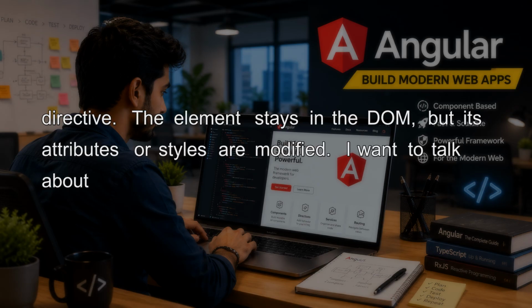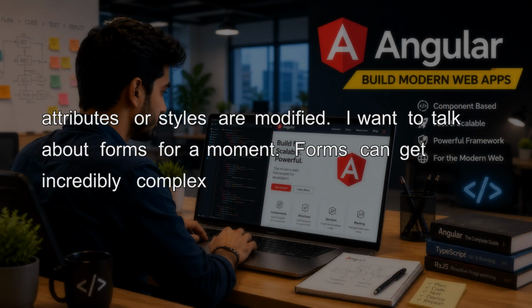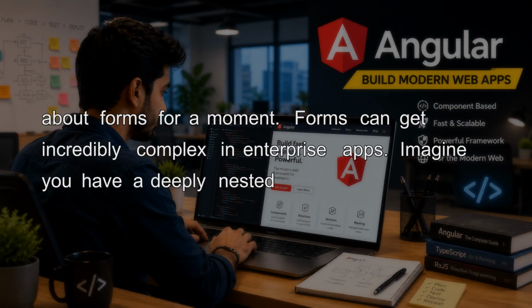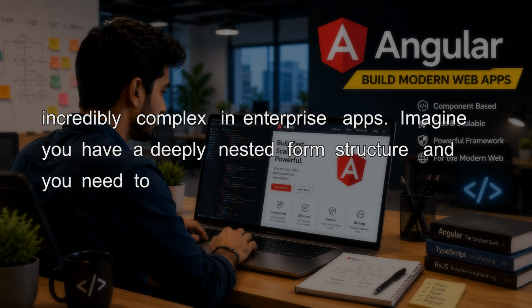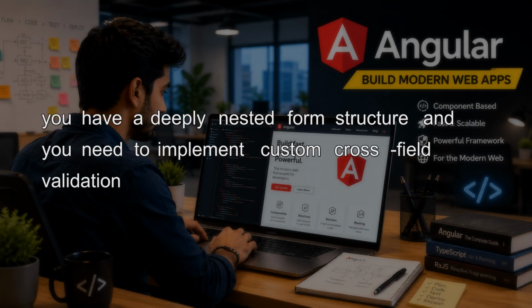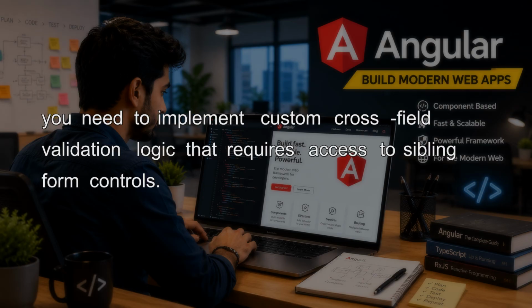I want to talk about forms for a moment. Forms can get incredibly complex in enterprise apps. Imagine you have a deeply nested form structure and you need to implement custom cross-field validation logic that requires access to sibling form controls. How would you handle that?